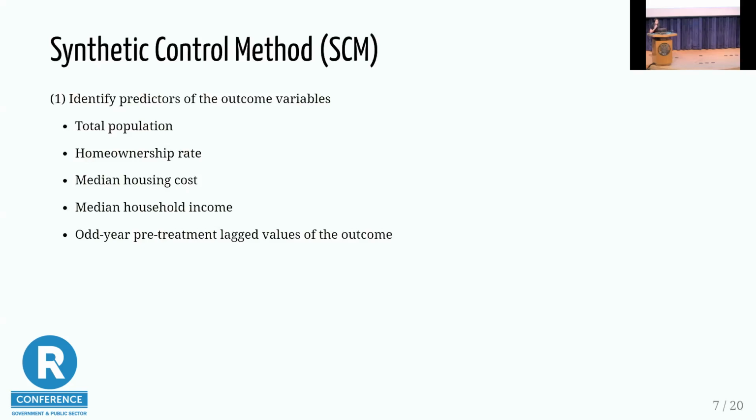And so in our project, we picked these predictors. So we have total population, home ownership rate, median housing cost, median household income. And because again, this is still a time series, we're looking at data over time. We want to take into account past values as well. But you also don't want to use every single pre-treatment value to fit your model. And so we compromise and use odd year lag values of the outcome as predictors.